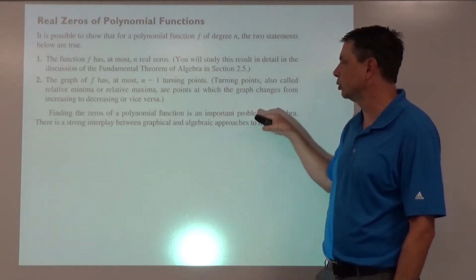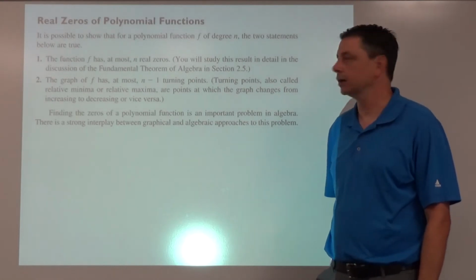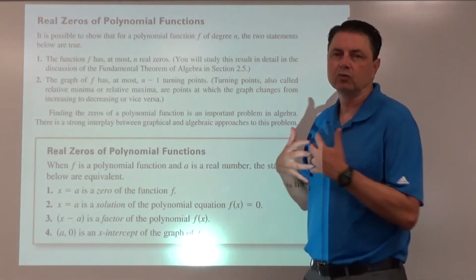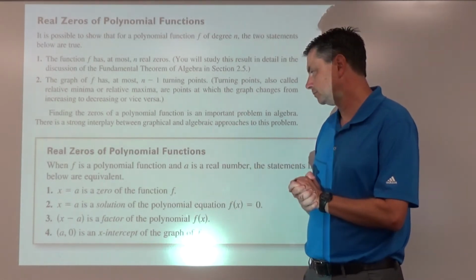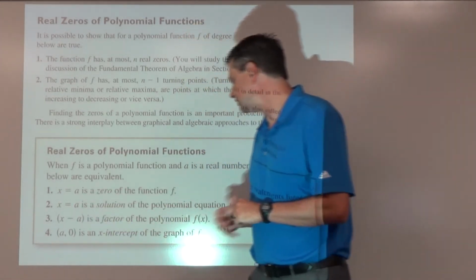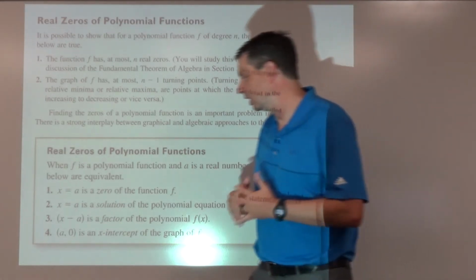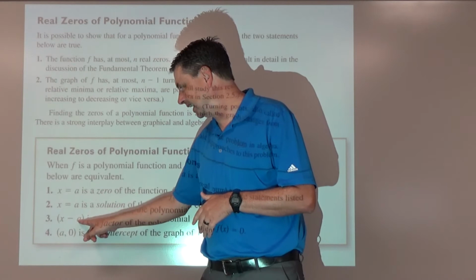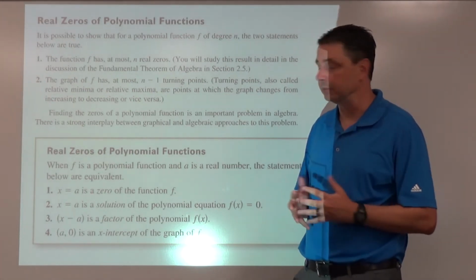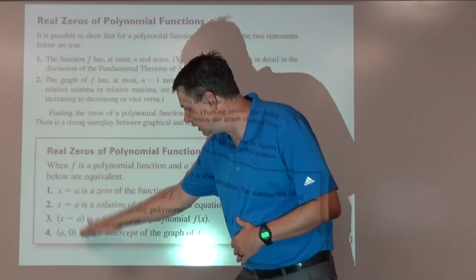So finding the zeros is an important problem in algebra. There's a strong relationship between graphical and algebraic approaches here. So basically these 4 statements are interchangeable, related. Once you know one, you know the others. So if x equals a is a zero of the function f, then that means that x equals a is a solution of the polynomial equation when it is set equal to 0. Probably most importantly for us, that means that the quantity x minus a is a factor of the polynomial function f of x. And then also very important, for the graph, a comma 0 is then an x-intercept. So once you know one, you know the rest of these.